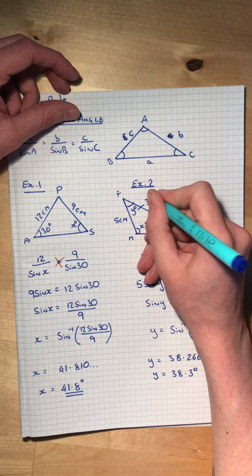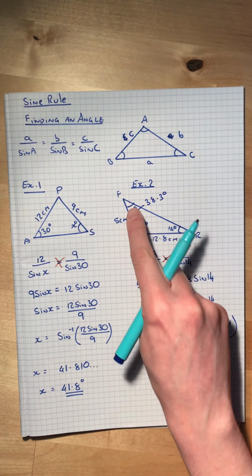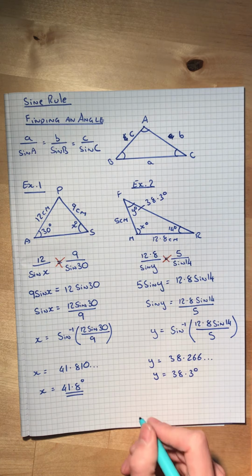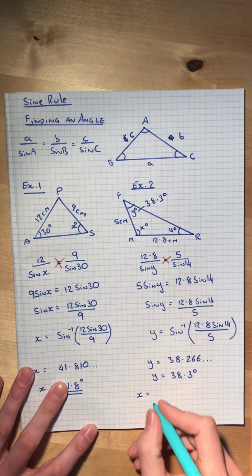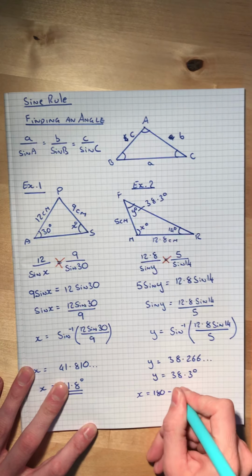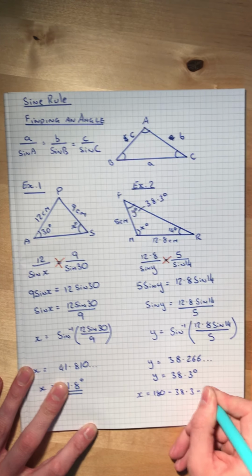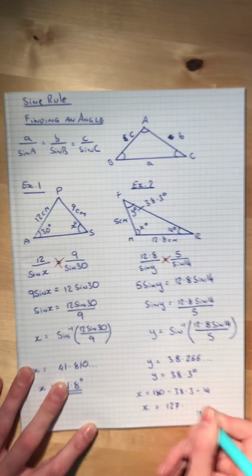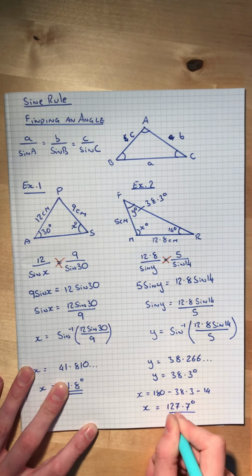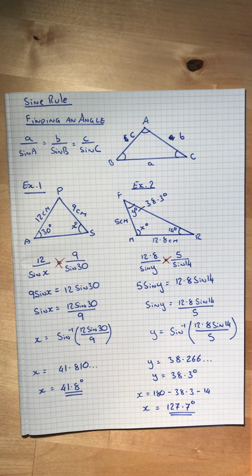That's the angle y, but we don't want y, we want x. So to get x, we take away 38.3 and 14 from 180, which will give us 127.7 degrees. Okay, so that's the sine rule for finding an angle, and also before finding a side.